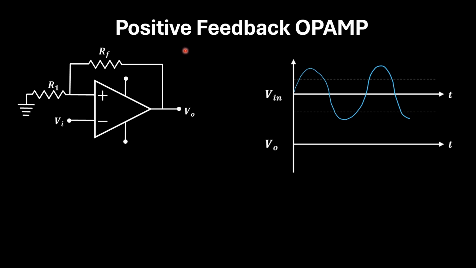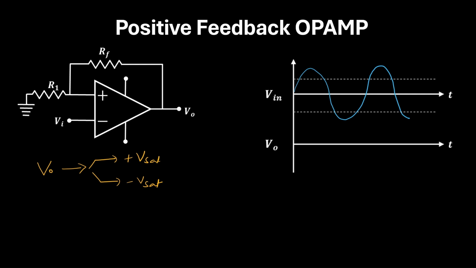Now, compared to all the closed loop feedback op-amp circuits which we have discussed till now, this circuit is different. Why different? Because the feedback is applied to the non-inverting terminal. This is a positive feedback op-amp. In positive feedback op-amp, the output will always be driven to either plus V saturation or minus V saturation. Now, if the saturation voltage is not given, then we can consider the power supply voltage.